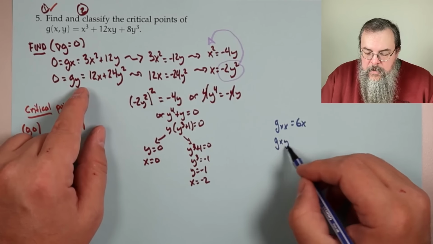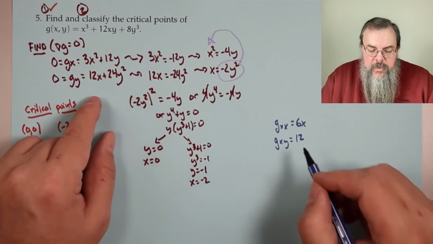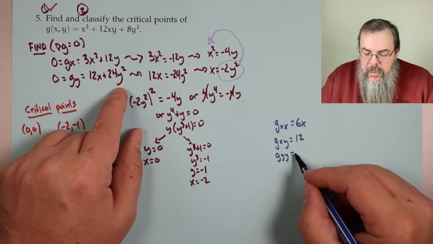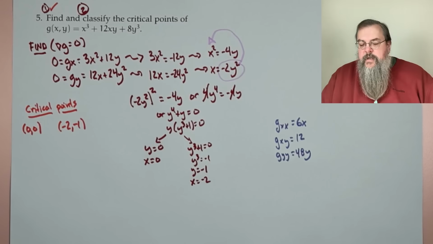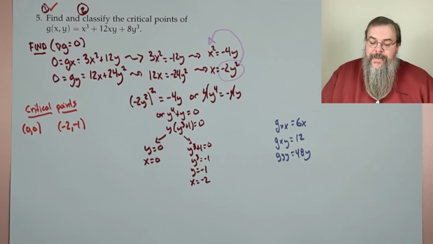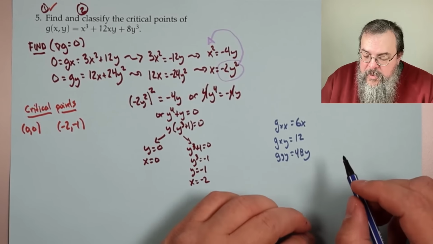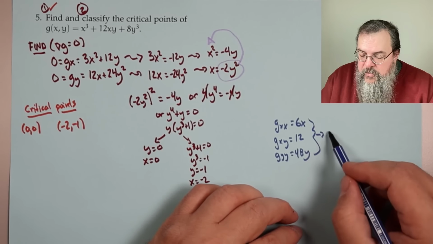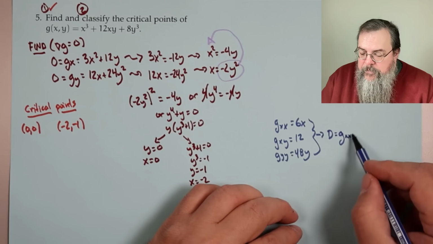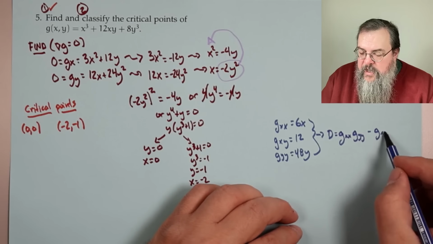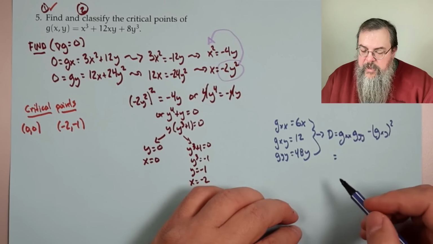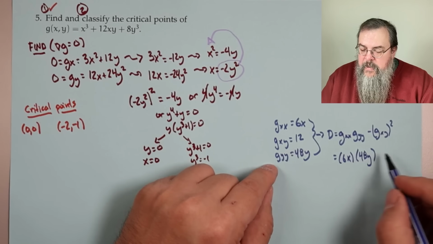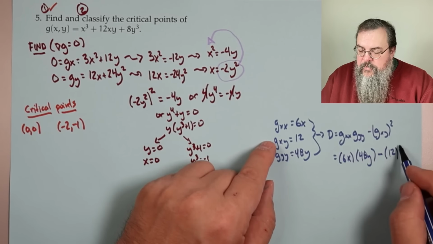g_xy? Well, that'll be 12. g_yy? Well, that will be 48y. Wow, that's a big number, but that's all right. Big numbers don't frighten us. Okay, so we have our discriminant. So D, that's g_xx times g_yy minus g_xy squared. So that's going to be 6x times 48y, subtract 12 squared.